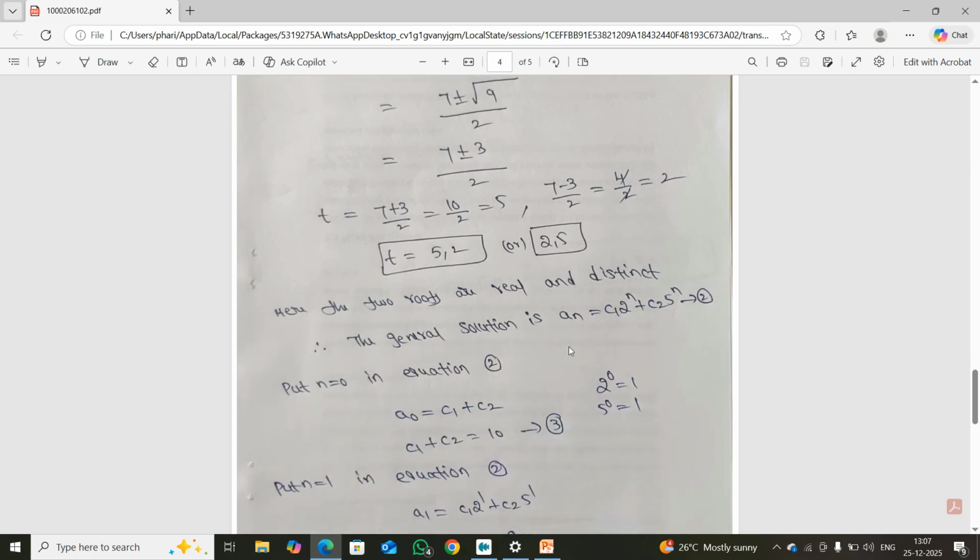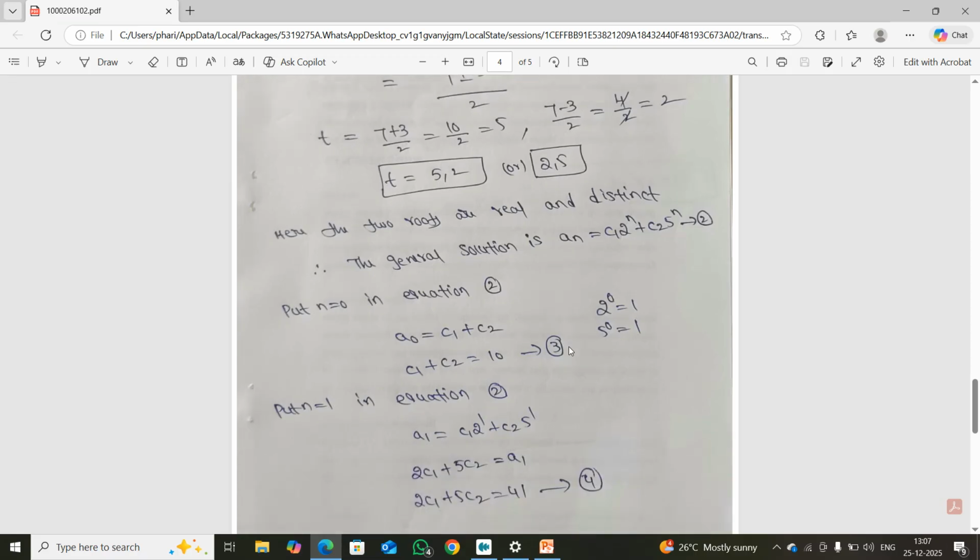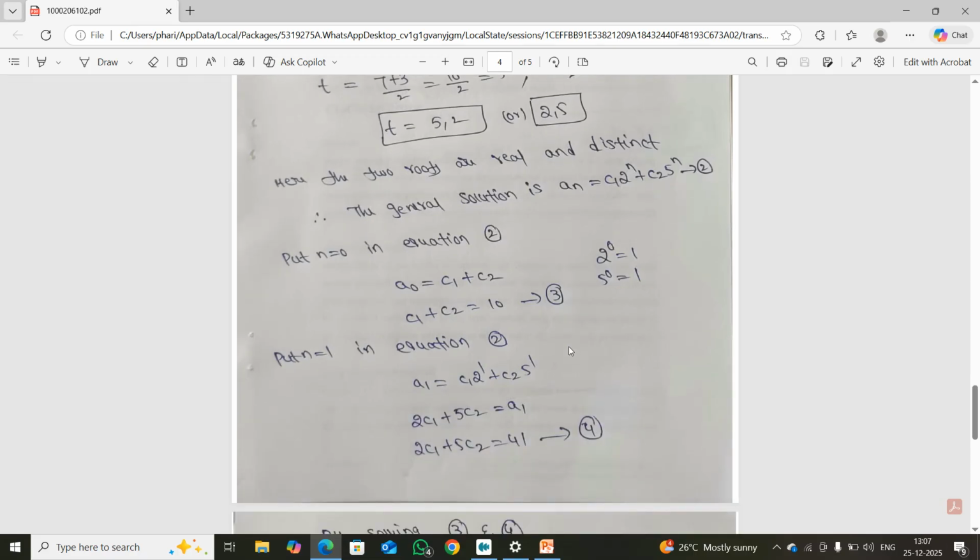By using any method, we can solve for the roots. Here, are the two roots the same, or real and distinct? The two roots are not equal here. The two roots are real and distinct.